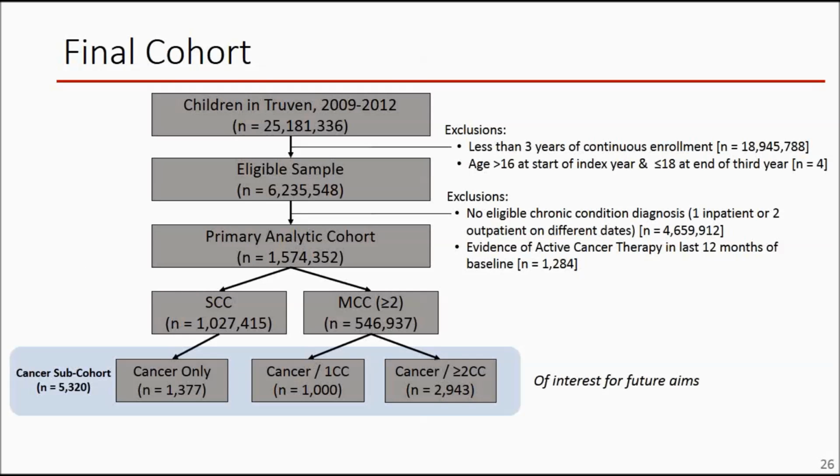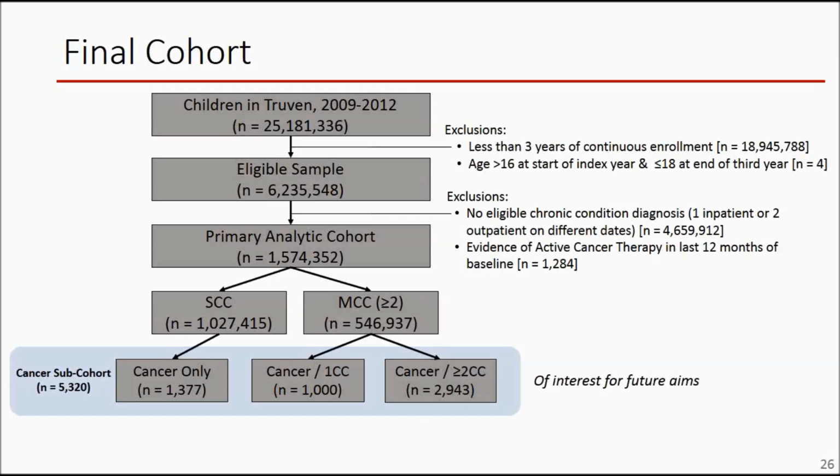So results. Final cohort is very big. There are about 25 million unique children identified in Truven between 2009 and 2012. After applying the age restriction and the continuous enrollment restriction, I go down to about 6.2 million. So you can see continuous enrollment does have a big impact on the criteria here. Excluding for no eligible chronic diagnosis or evidence of active cancer therapy, I ended up with a final analytic cohort of about 1.5 million kids.